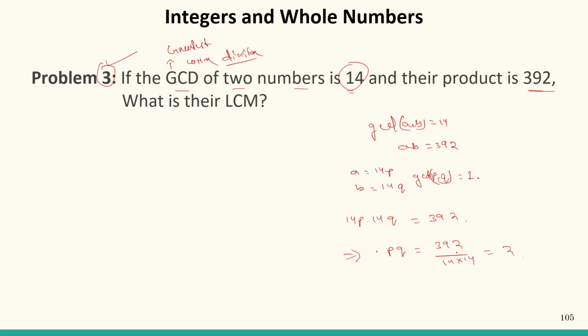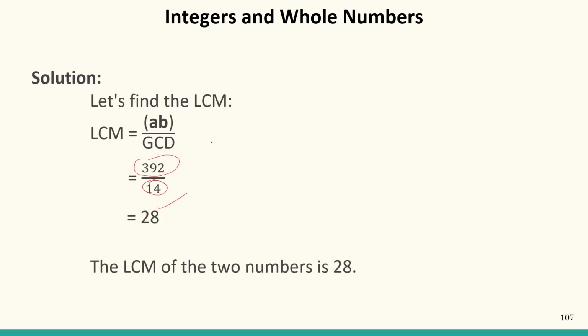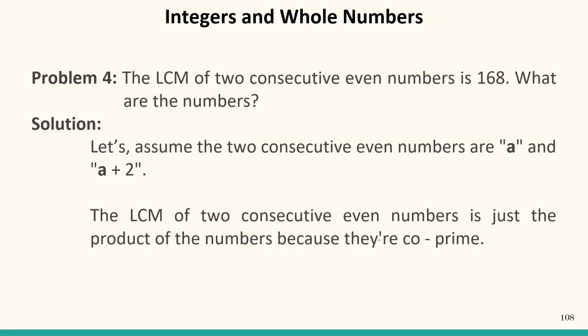Okay. Since PQ is equal to 2, what do we want to evaluate? We want to evaluate the LCM. Here we have evaluated PQ. So PQ is equal to 2. So how to evaluate LCM? LCM is equal to AB, that is the product of the two numbers, by their GCD. So 392 by 14 is equal to 28. So LCM of the two numbers will be 28.